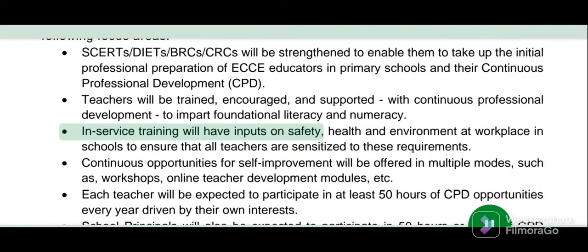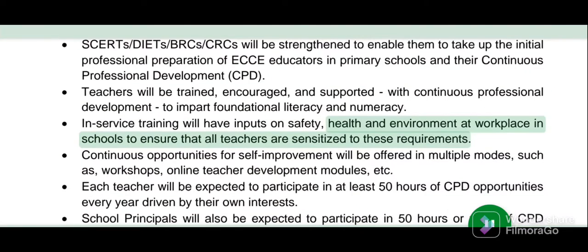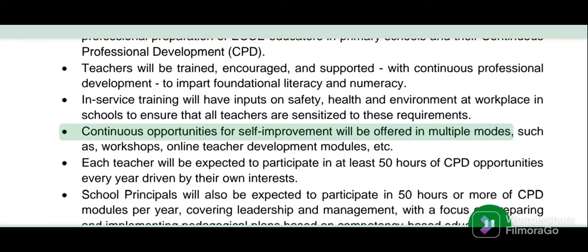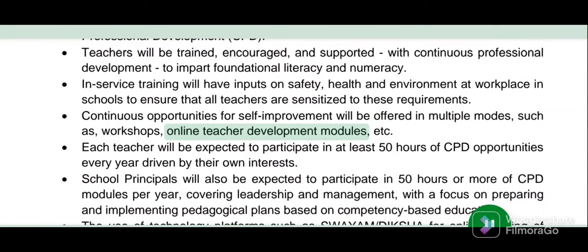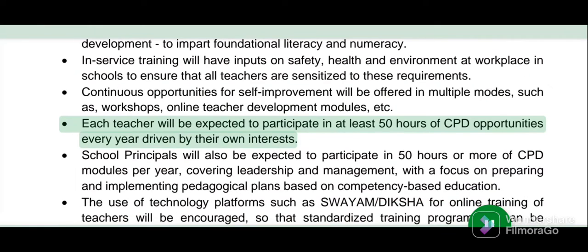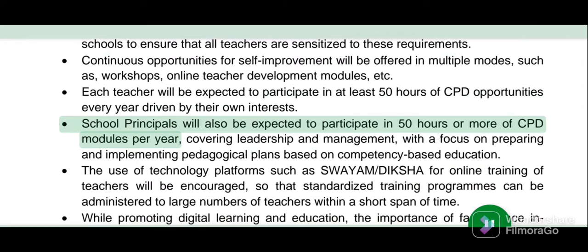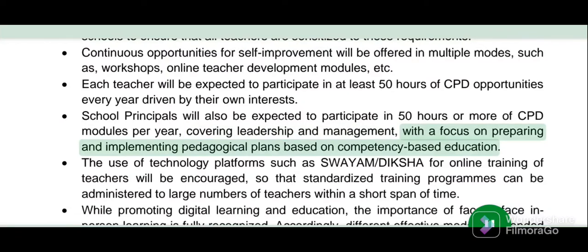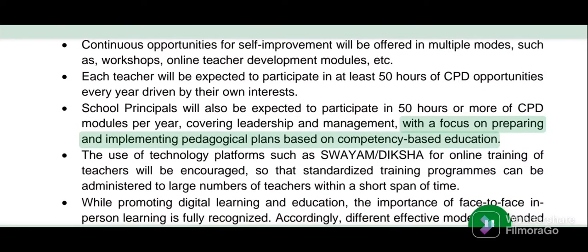In-service training will have inputs on safety, health and environment at the workplace in schools to ensure that all teachers are sensitized to these requirements. Continuous opportunities for self-improvement will be offered in multiple modes, such as workshops, online teacher development modules, etc. Each teacher will be expected to participate in at least 50 hours of CPD opportunities every year, driven by their own interests. School principals will also be expected to participate in 50 hours or more of CPD modules per year, covering leadership and management, with a focus on preparing and implementing pedagogical plans based on competency-based education.